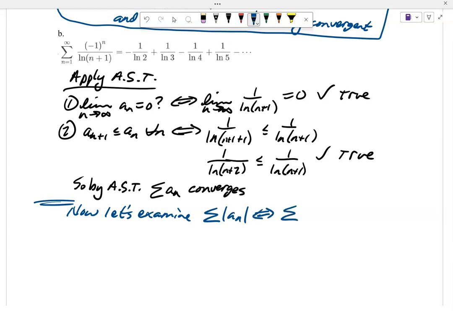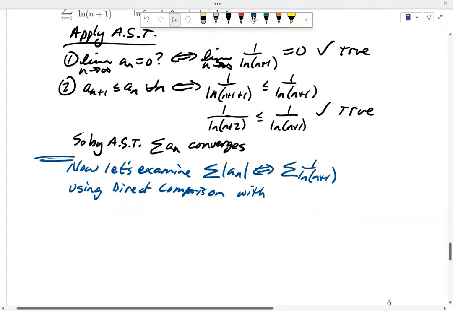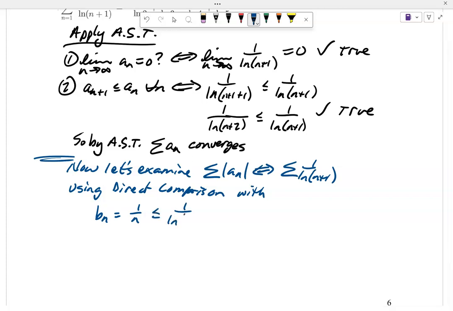Well, that would just be the non-alternating part. So let's use a direct comparison with just 1 over n. That'll be less than or equal to 1 over the natural log of n plus 1, which is our a_n.